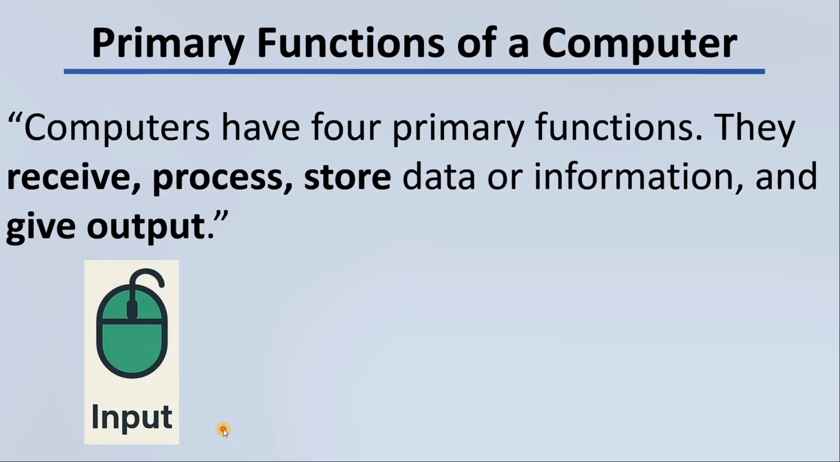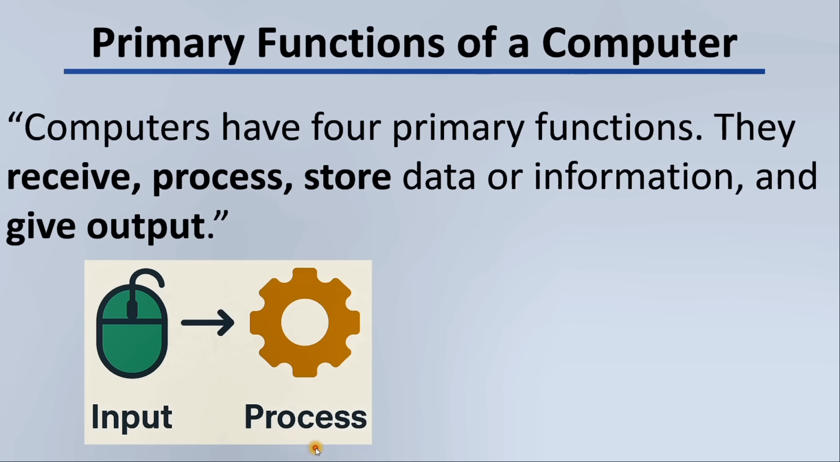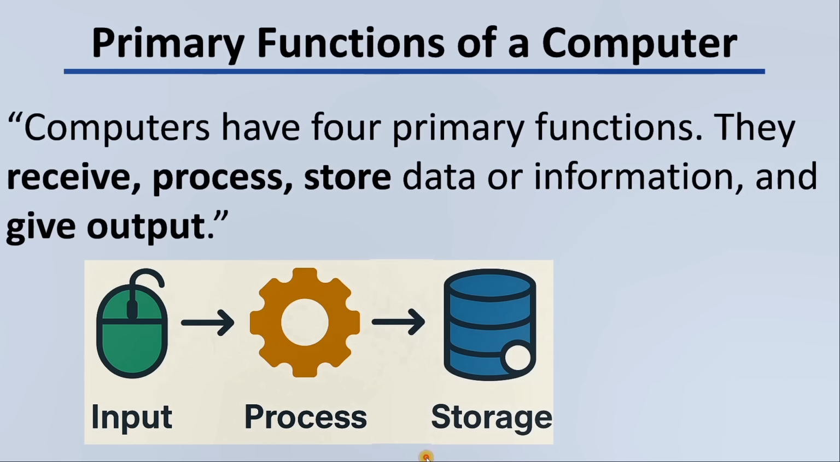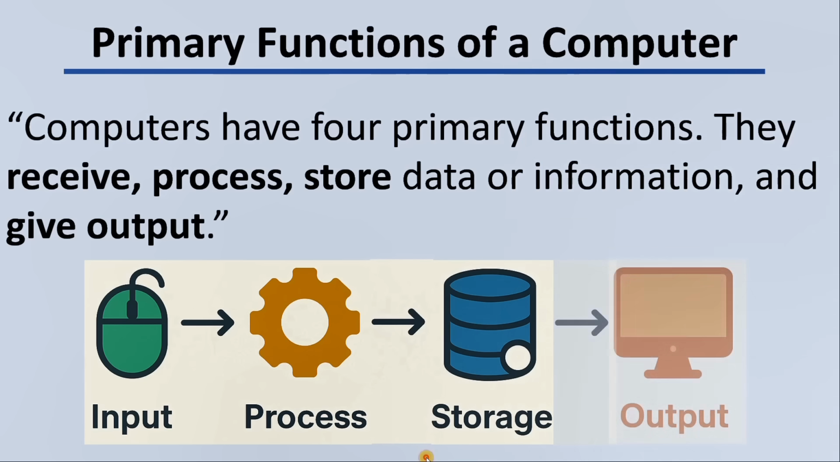And then the computer processes the information. This stage is like thinking. The computer works in the background to understand and react to what we gave it. This part is like its brain doing calculations. And next we have storage. The computer stores information so it can be used later. Files, maybe photos, music, and documents, they are all stored inside, waiting for us to open them again.